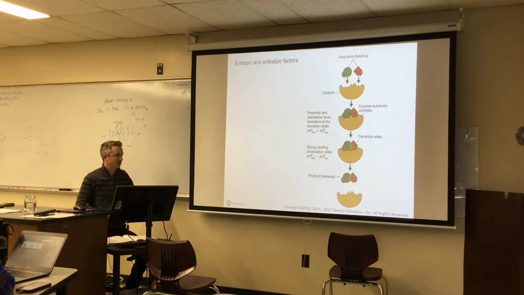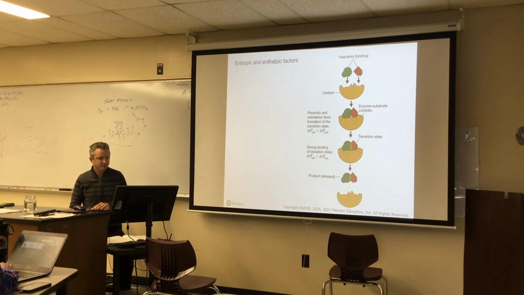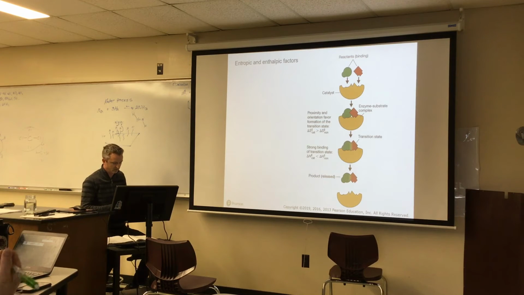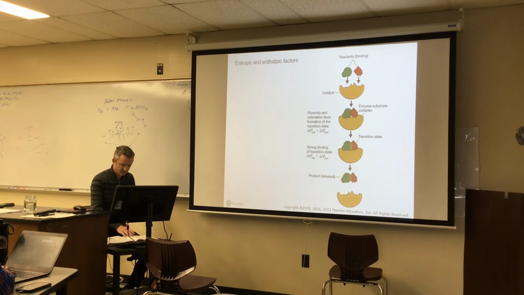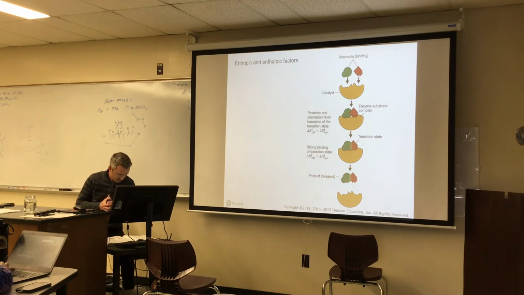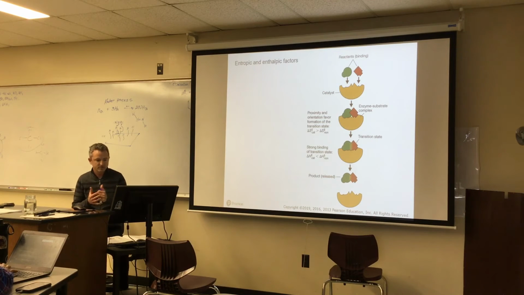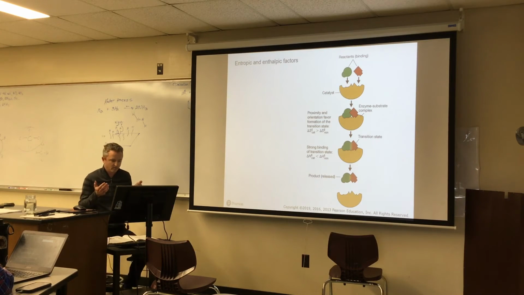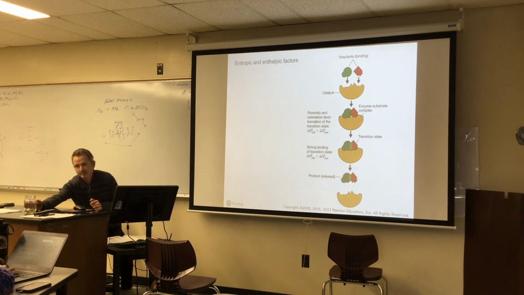All right, let's switch gears and look at the entropic and enthalpic factors related to transition states. So in this example, there are two reactants that are bound to the sites on the catalyst. What does this ensure about these two reactants?